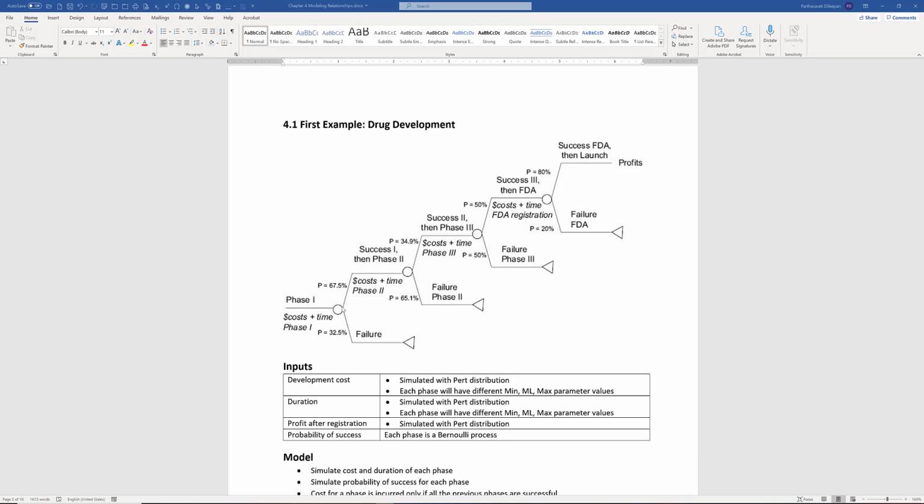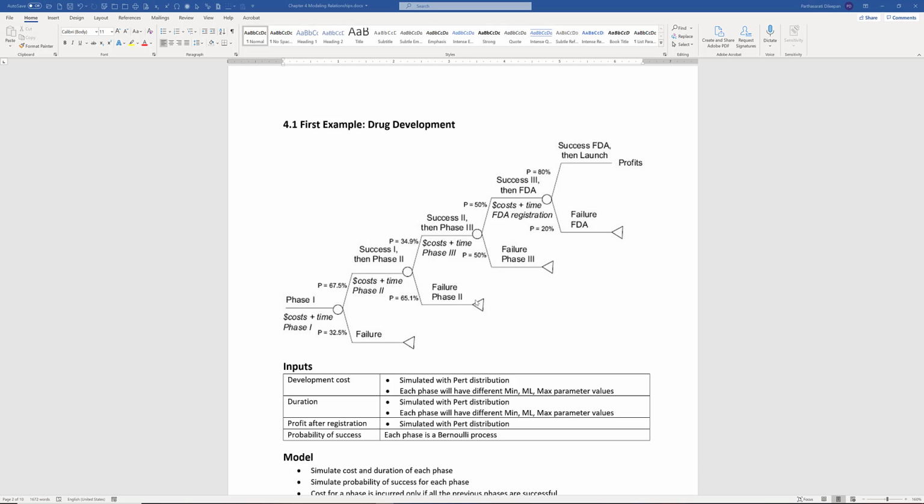Now, if phase 1 is successful, then you launch phase 2. Again, phase 2 will have a cost associated with it and a time duration, and again, these are simulated. At each stage, there is a probability of success, and that probability we're also going to be simulating. We have an initial estimate, and then we will use that as a Bernoulli process to predict either success or failure based on this initial estimate of the probability. So again, in phase 2, based on the probabilities, we use the Bernoulli process to generate success or failure.